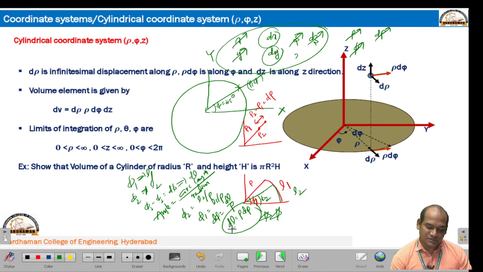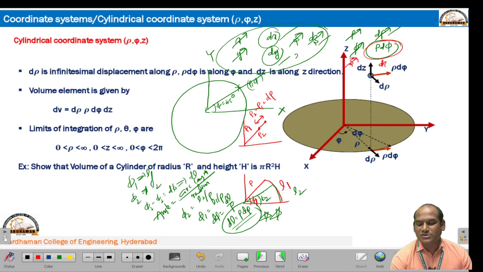This is the relation. If phi is changing, what is the differential length? Rho d phi. This is the thing you have to remember. X is changing, dx; y is changing, dy; z is changing, dz; rho is changing, d rho; but phi is changing means rho d phi. This rho will come extra. Similarly, z is changing means z is a distance, so simply dz is enough. And I have given the reason also why this rho is coming extra: if you change the phi value, the arc length is also changing, that is what we are getting here.